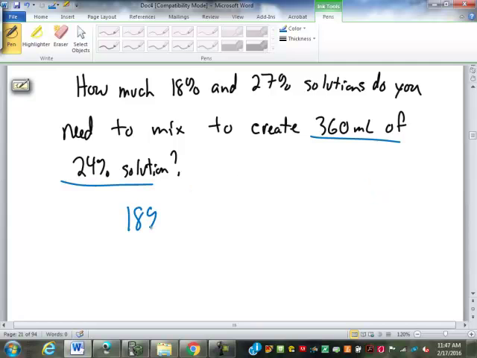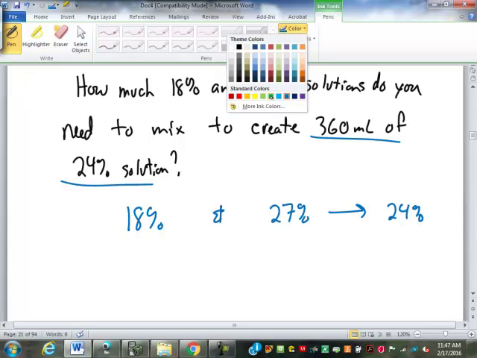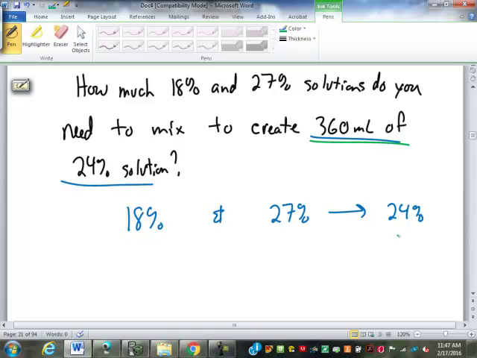So here again, we are mixing 18% and 27% and hoping to create 24%. The difference is this time, the amount we have, the 360 milliliters, is of that resulting concentration, the 24%. So we need to figure out how to represent the other amounts. Now we could have two variables here, but that would put us into solving a system of equations, and we don't want to make it that complicated on us. So what we're going to do is this. We're going to try to represent them with one variable.